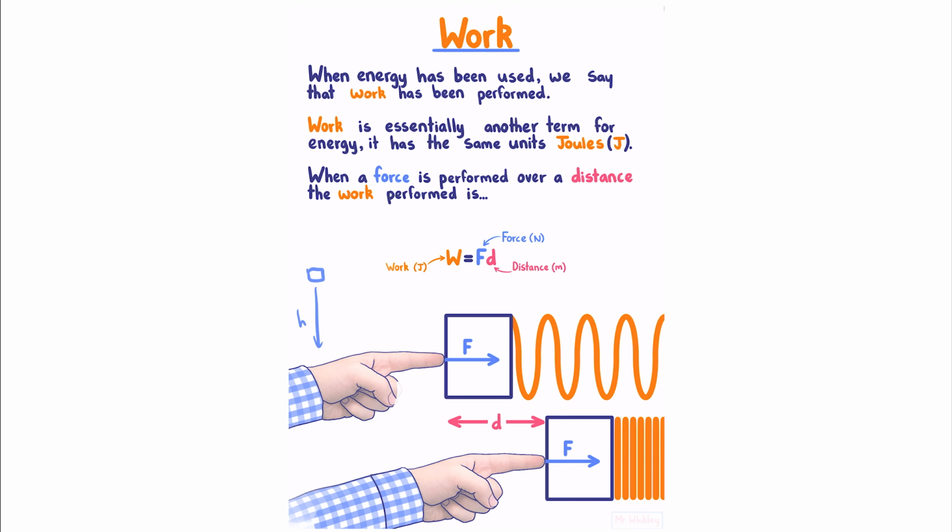In this case, the force is the gravitational force, which we know is given by mg, which means knowing that work is equal to force times distance, and knowing that the force is mg, and we can write the distance as the height, what we end up with is the equation for gravitational potential energy. Let's use this in an example.